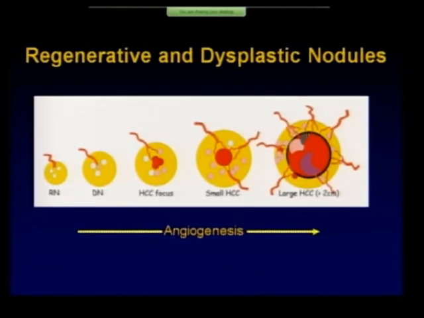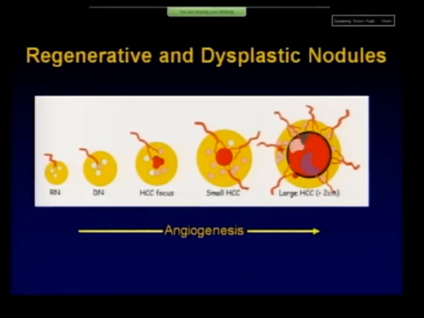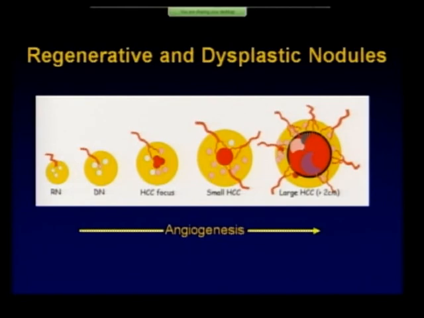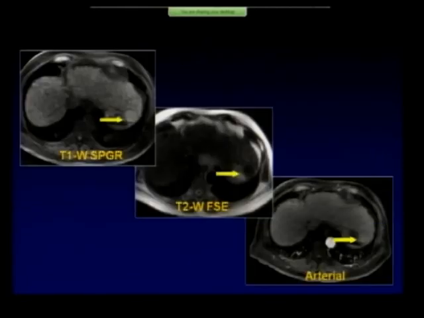Let's talk about regenerative and dysplastic nodules. Due to angiogenesis and due to certain hormones secreted within these tumors, as these go from regenerative to dysplastic to frank HCC, angiogenesis increases within these lesions. So here is a liver, and if you were somebody interested in lotto, you could say that this patient actually won the lotto for liver lesions.